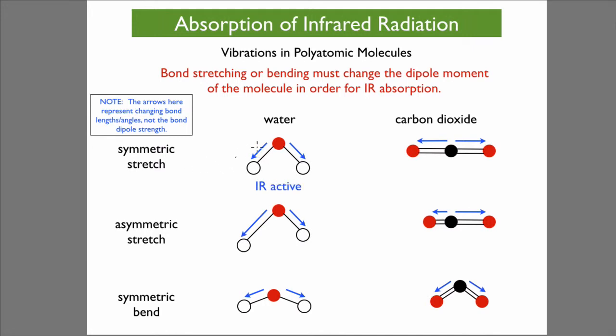So, a symmetric stretch with water, these hydrogen atoms are moving away from the oxygen, and obviously they have different electronegativities, so it's IR active because it's going to be polar. The asymmetric stretch here, again, it's non-symmetrical, and you've got movements of a polar bond, so this asymmetric stretch is in fact infrared active. The symmetric bend here, you can see non-symmetrical, and you've got a polar bond stretching, so it's infrared active.